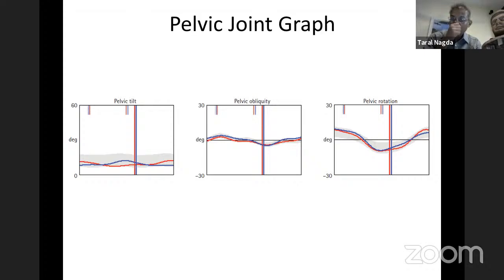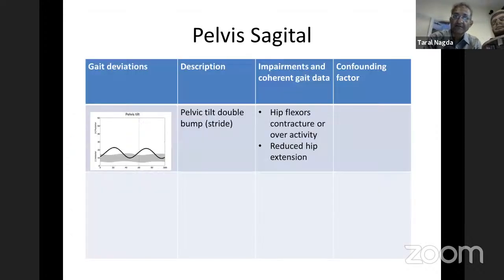Then there is the graph from the front, which tells you whether there is pelvic obliquity: is the pelvis level, or is it tilted on the left side or tilted on the right side. And lastly, you have the transverse plane, which tells you whether the pelvis is rotated forwards or rotated backwards. Okay, so these are the three graphs which we see.